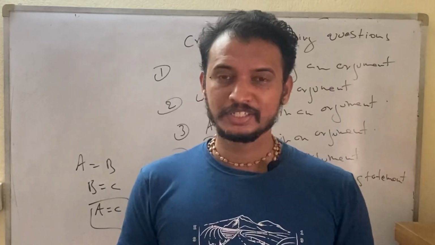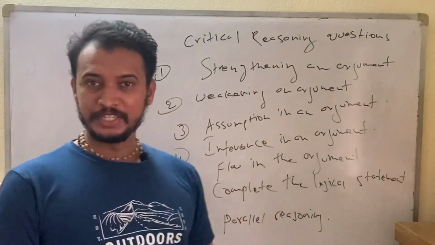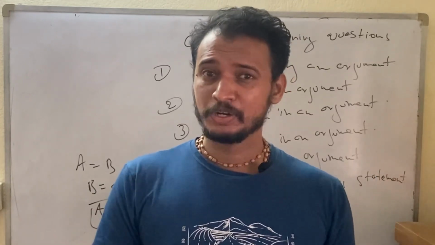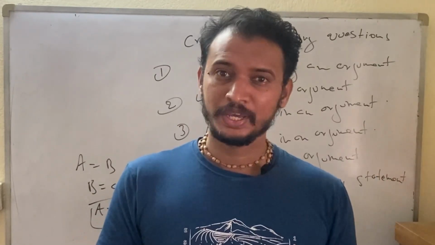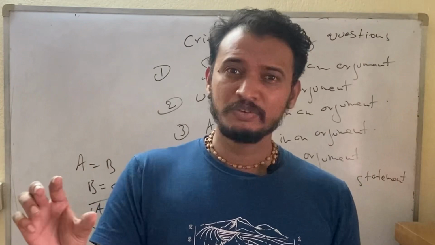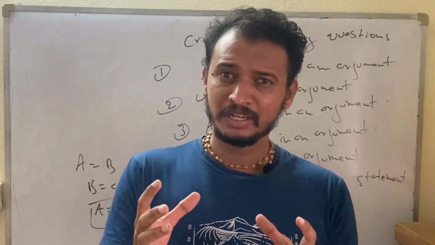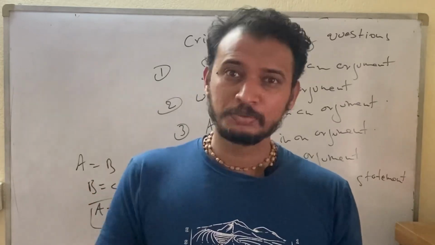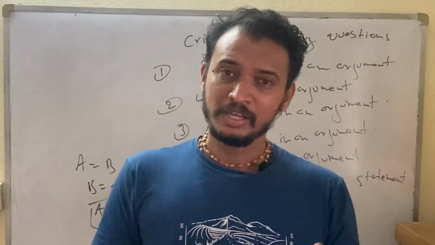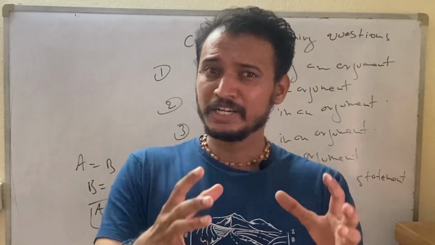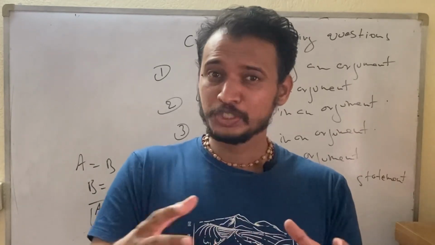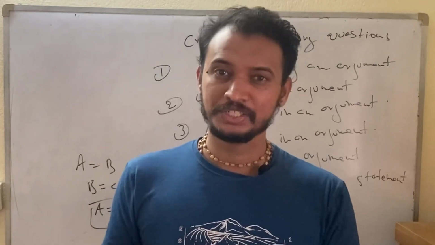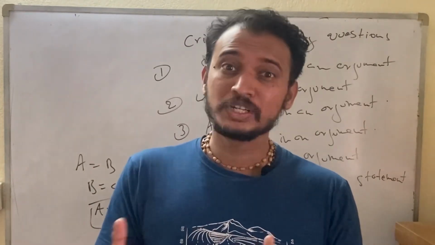The last category of question is parallel reasoning. They might call it analogous reasoning. They might call it similar reasoning. So all mean the same. Okay. So the question will have a relation between things in a particular way. They would have related. You need to find the same relation in the options given. Like A and B and C are related in a particular way in the question, and they might ask you which of the options has the same kind of relation. Okay. So that is called parallel reasoning.